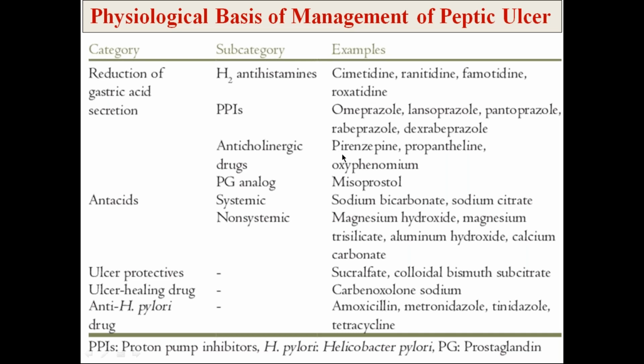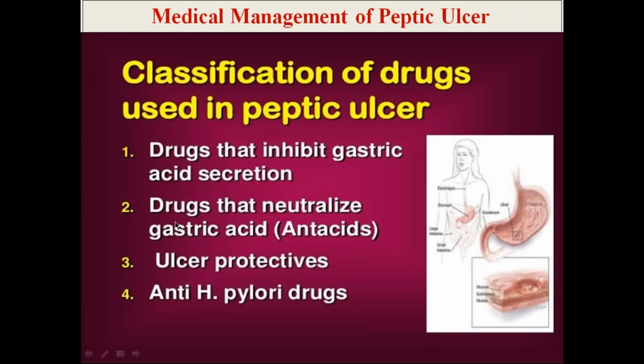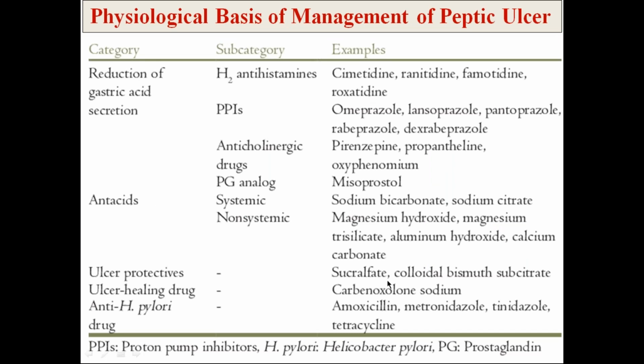Anticholinergic drugs like pirenzepine, I have already told you. Prostaglandin analog, this can basically come as an MCQ, right? So misoprostol, this will be taught to you in more detail in pharma. Antacids are basically acting by neutralizing the gastric acid, right? So these are the antacids which are available, and Helicobacter pylori infection is treated by these antibiotics.